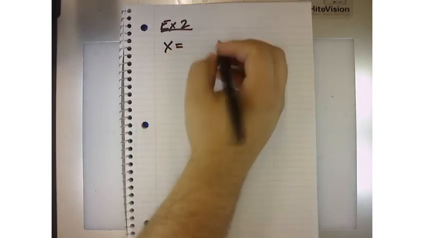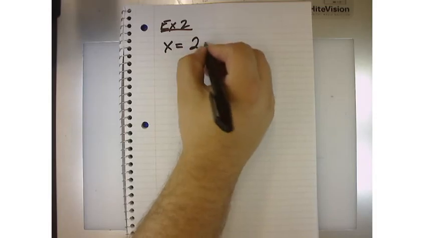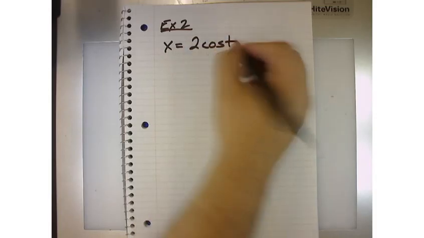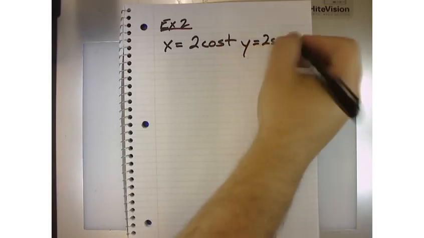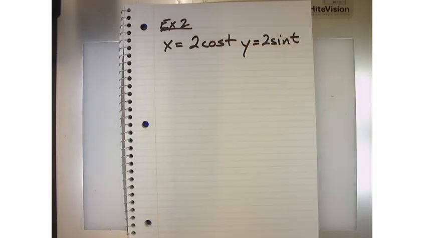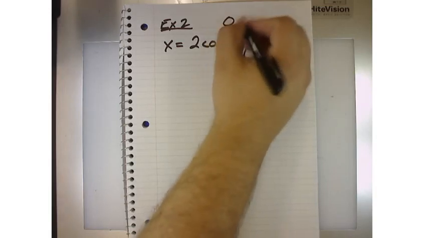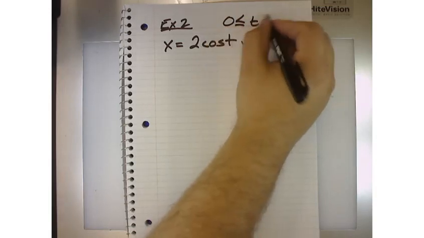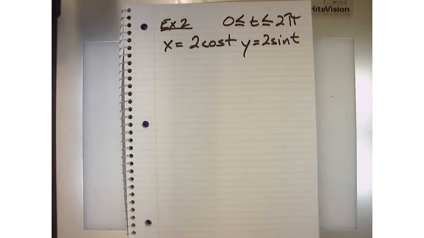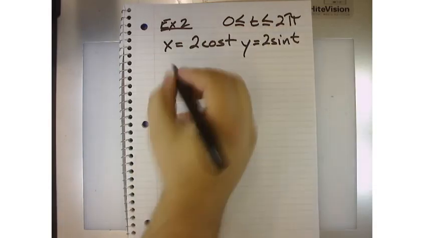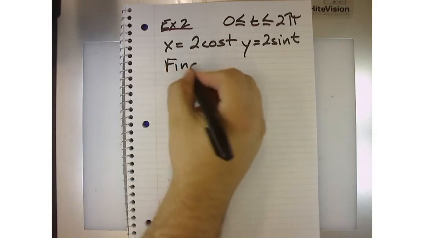Example number 2, x is equal to 2. This changes a little bit. If I write down x equals 2 cosine of t and y equals 2 sine of t, and again we say 0 is less than or equal to t is less than or equal to 2 pi, and I want to find the Cartesian equation.